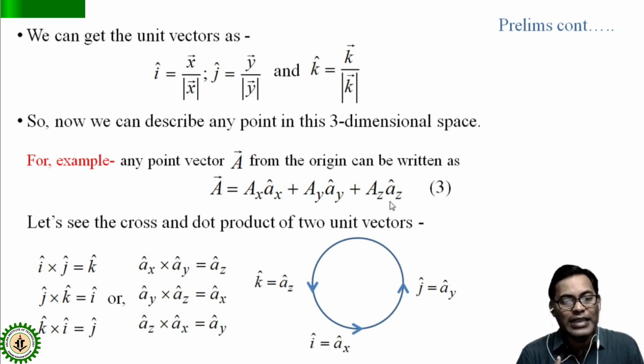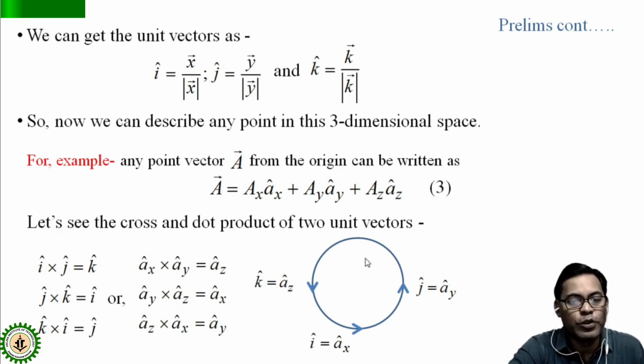To remember easily, we are going to use the famous unit circle. This is the unit circle. On that we represent i in this arrow, j here and k here, and if we move in the anti-clockwise direction, then we get i cross j equals k, j cross k equals i, k cross i equals j. But if we move along the clockwise direction, then we get i cross k equals minus j, k cross j equals minus i, j cross i equals minus k.